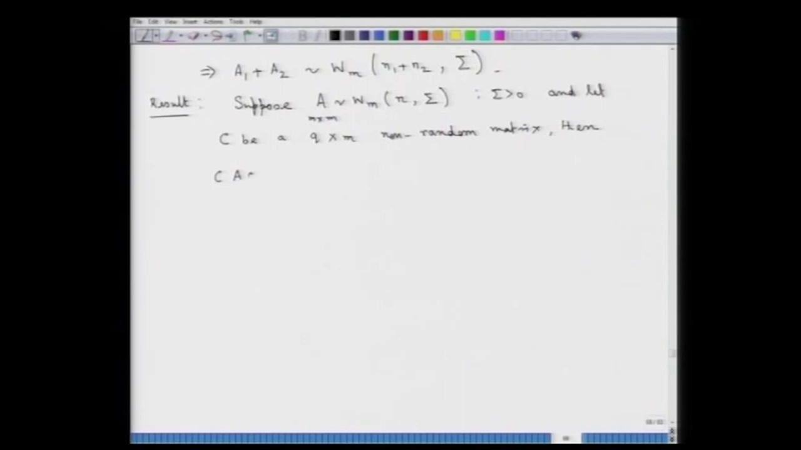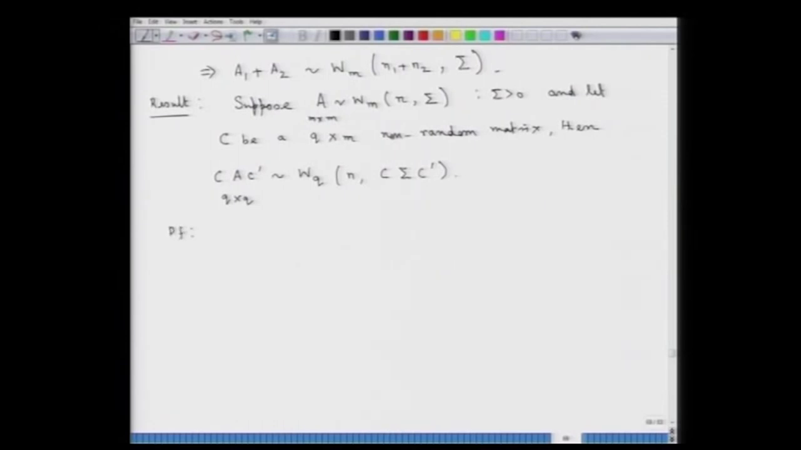Then C A C prime will also have a Wishart distribution. Now, this C A C prime is going to be a random matrix because A is a random matrix of order m by m. So, the order of C A C prime is q by q. So, this is a q by q random matrix. This would have a Wishart distribution in q dimension with the same degrees of freedom as the underlying Wishart distribution, which is n, and an associated variance covariance matrix now as C sigma C prime. Right. This also is a very fundamental result.